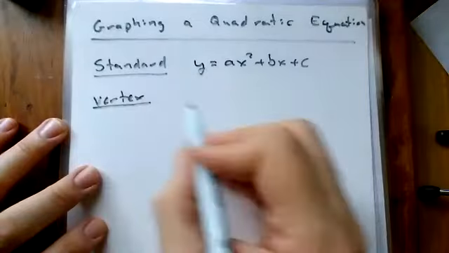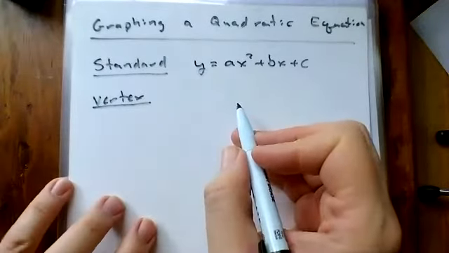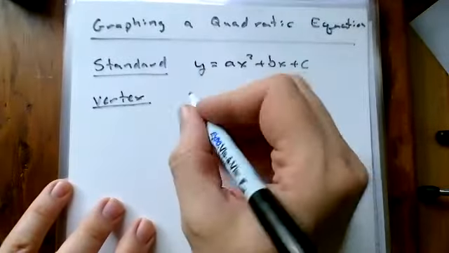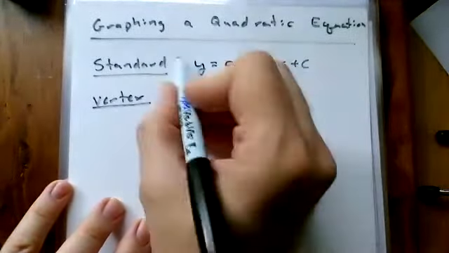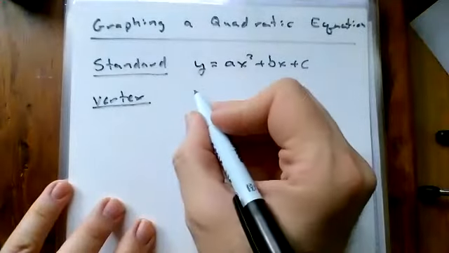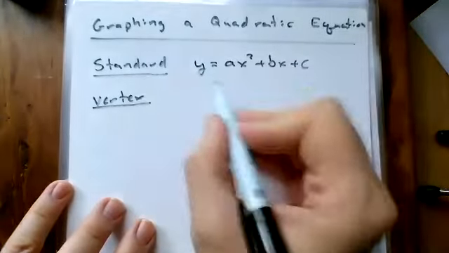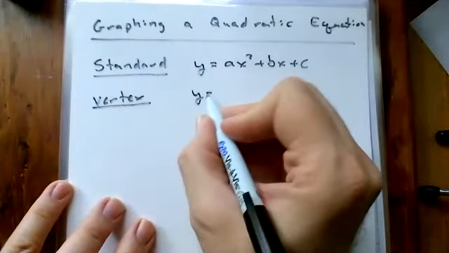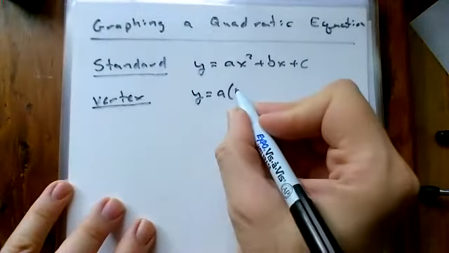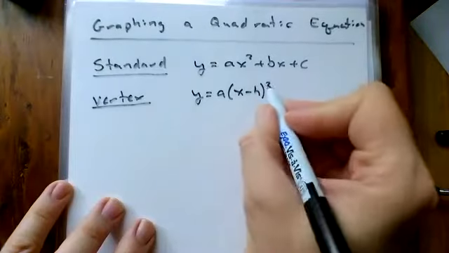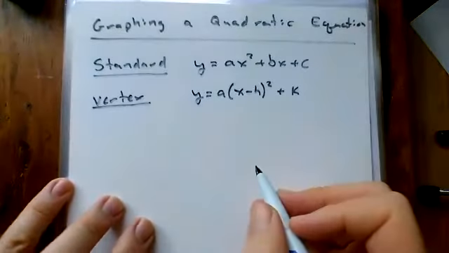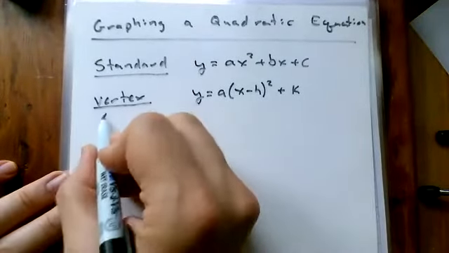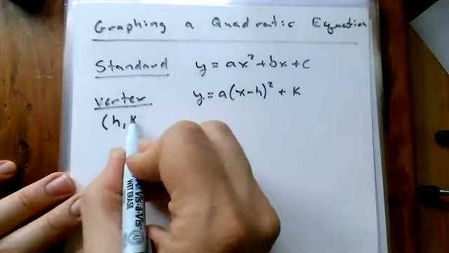And the vertex form is, in a lot of ways, going to be the easiest thing for us to graph. But I'm going to start by showing how to graph using a standard form, because this is probably what we're most used to seeing for now. But this vertex form is y is equal to a times x minus h squared plus k. And here, the vertex is located at (h, k).